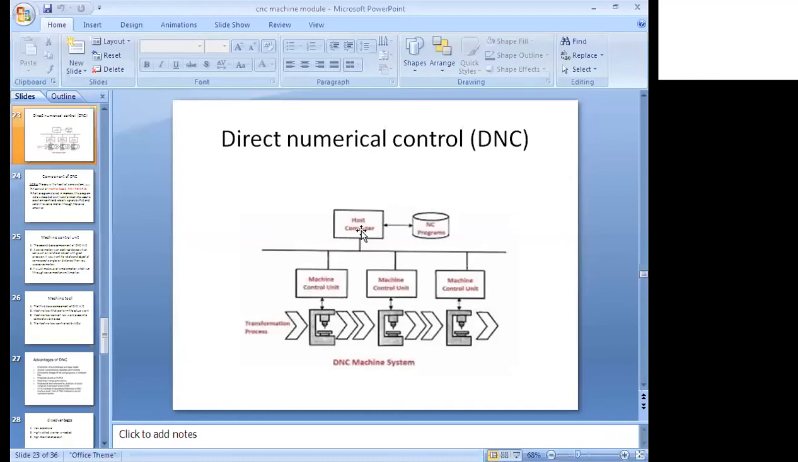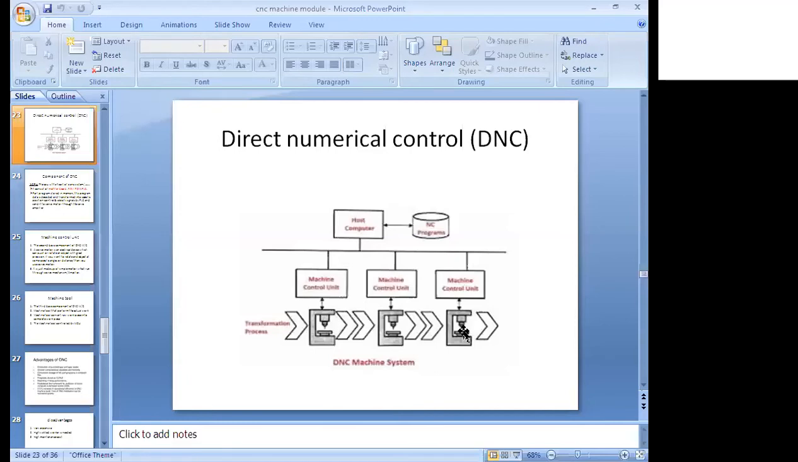If you understand these components, then I will explain one by one, then you will understand very clearly. So this is the host computer, and this is NC programming, which you can call a storage device here, and here these lines are there. Just concentrate on three: the first machine control unit, the second machine control unit, the third machine control unit. And here you can see this is a machine tool, where the raw material is converted into a finished product: machine 1, machine 2, machine 3.